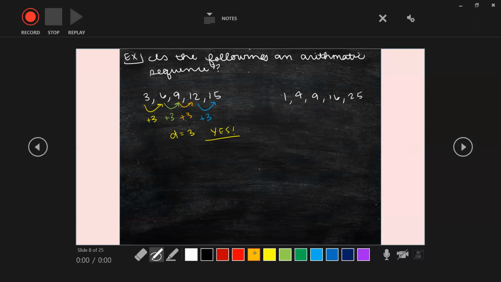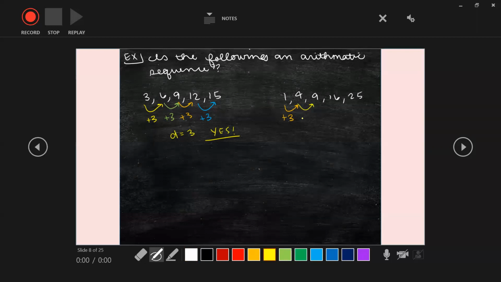Haley, give me an example of two consecutive terms. 1 and 4. What's the difference between them? Plus 3. You're adding 3. Give me two consecutive terms, Josh. 4 and 9. What's the difference between them?